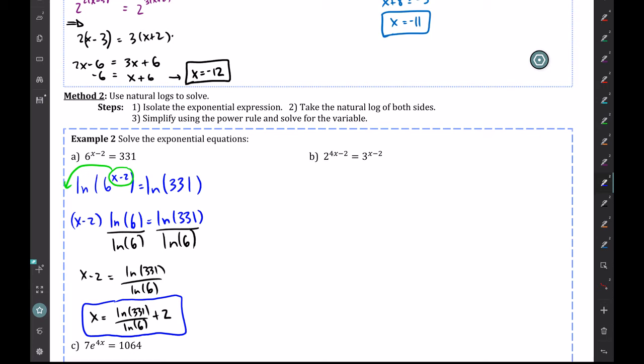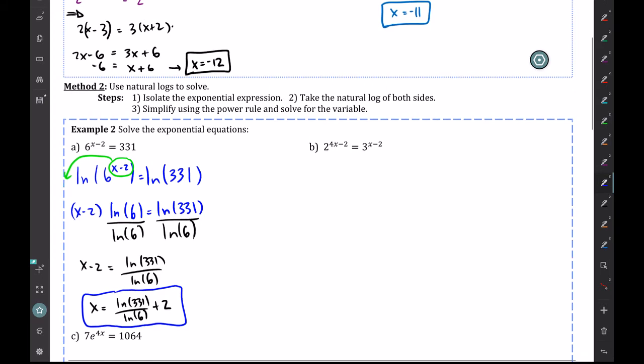If you're plugging this into a calculator, you'd get a decimal approximation, which isn't exactly the same answer. That's preferable in some cases, but in math we like to keep things as pure as possible, so we won't actually do any rounding right now.